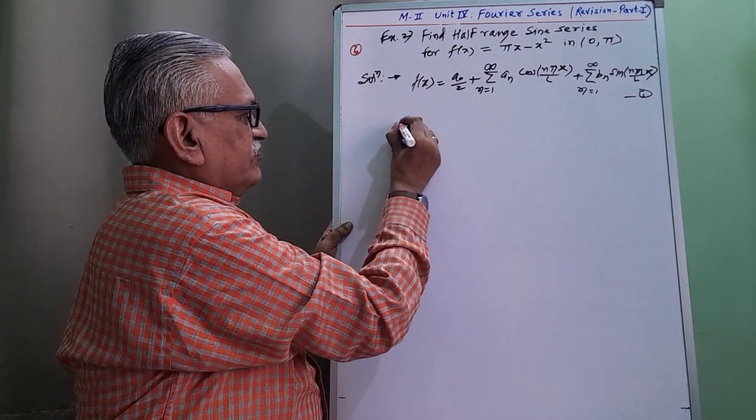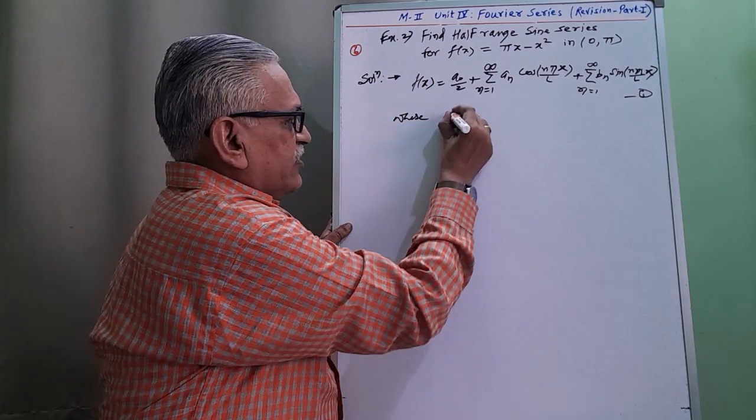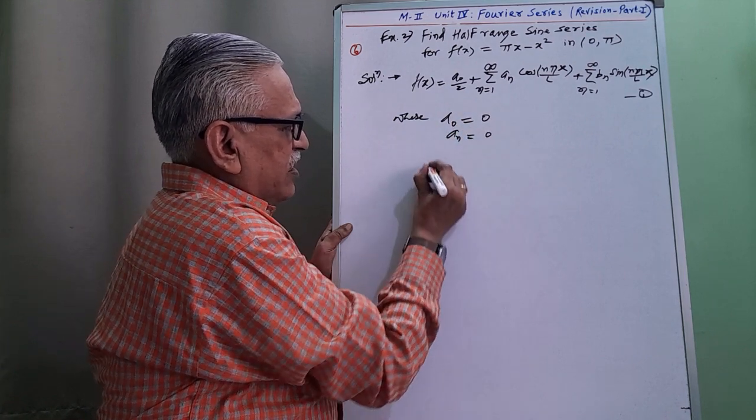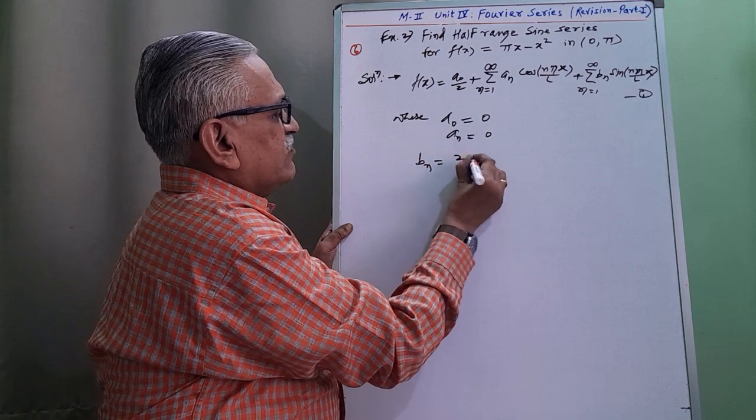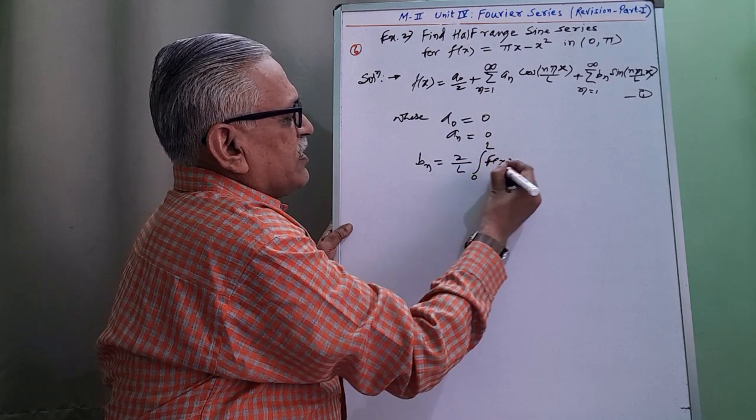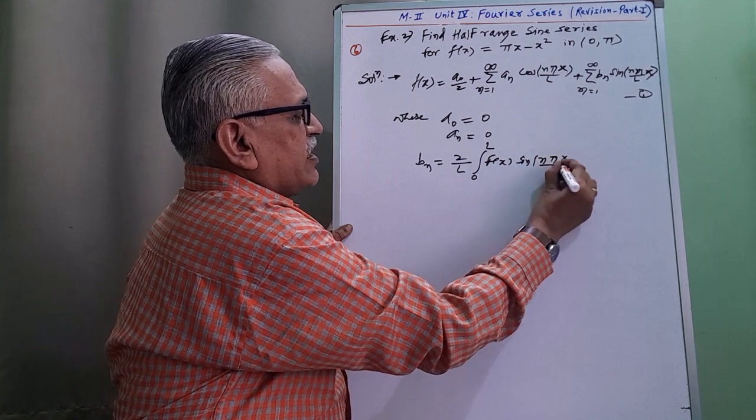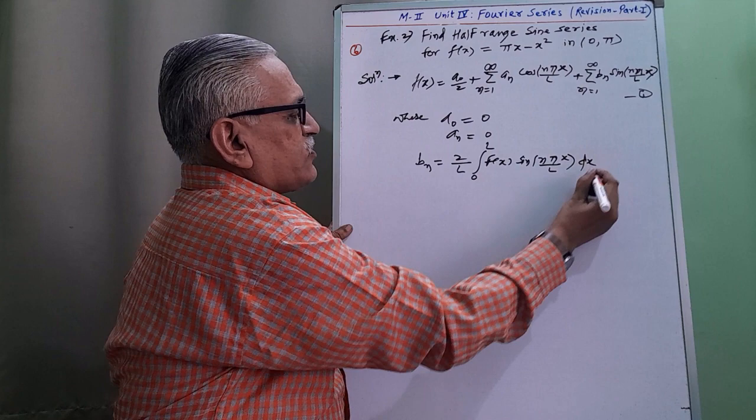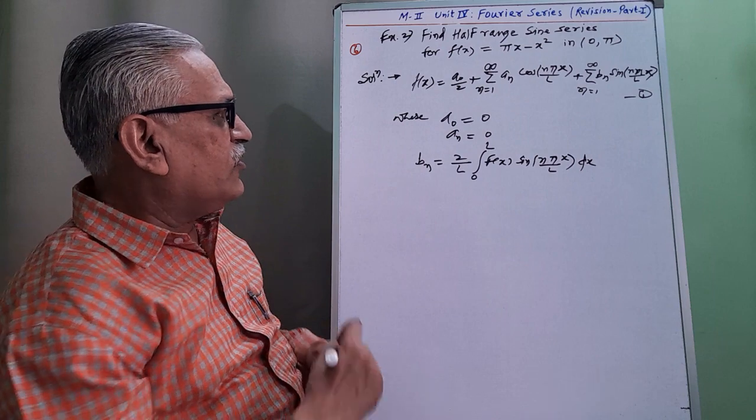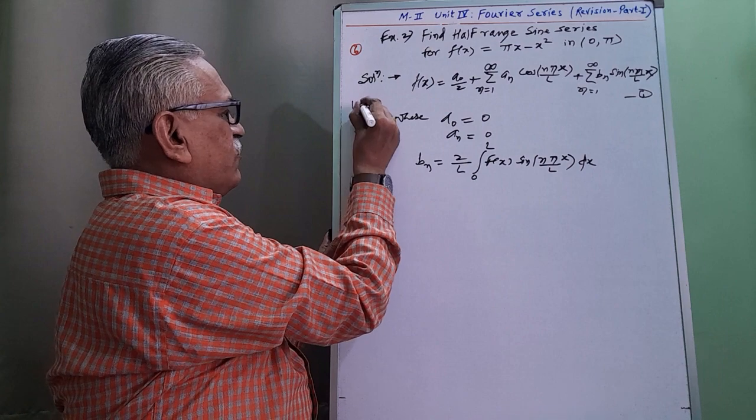where, as it is half range sine series, a0 is 0, an is also 0, and bn is given by, formula is 2 by l integration from 0 to l f of x multiplied by sine of n pi x by l and its integration with respect to x. Where the range is 0 to l in half range, therefore we get the value of l as pi.